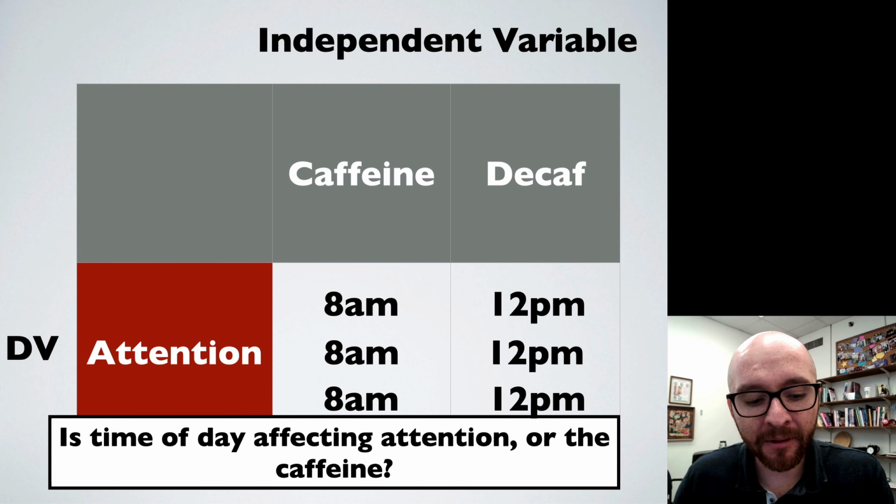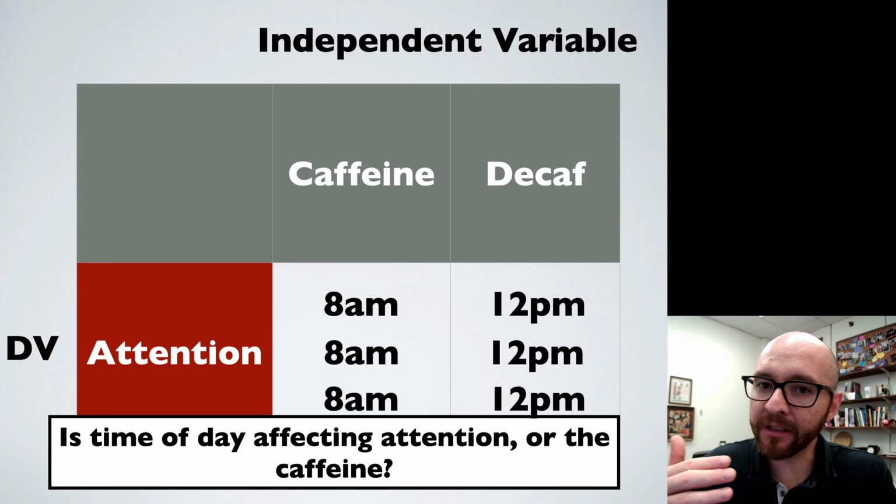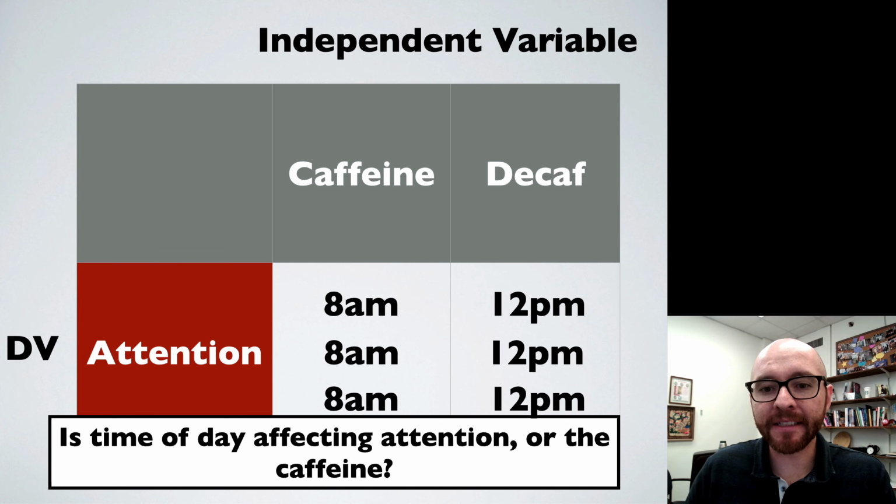Now, we have this experiment, but then for some reason, I end up with a design where I have everybody in the caffeine situation participating in my study at 8 a.m. and everybody in my decaf situation participating at noon. Let's say I find no findings. I found no difference. That's great. I wasted my time. But is there some challenge to the internal validity in this experiment? There is.